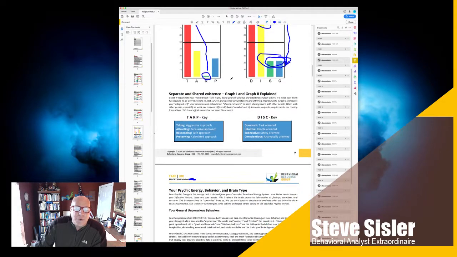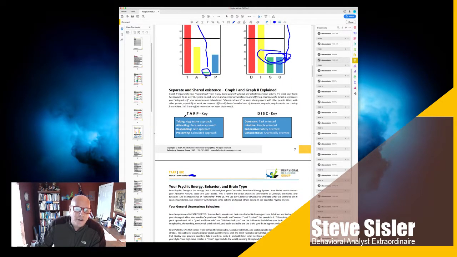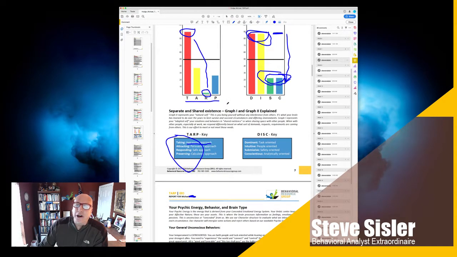Okay? Now what we do is we offer you a little key down here. So we talk about, see, we have TARP right here. This is TARP. Taking, attracting, responding, preserving. So then we come down here to the key, and we spell it out for you. You can look at the T line, taking, and it says aggressive approach. Attracting, what is that? It's a persuasion approach. It's persuasive. So naturally, this person's very persuasive because the I in the DISC is the A in the TARP. Okay? So naturally, this person's an attractor.